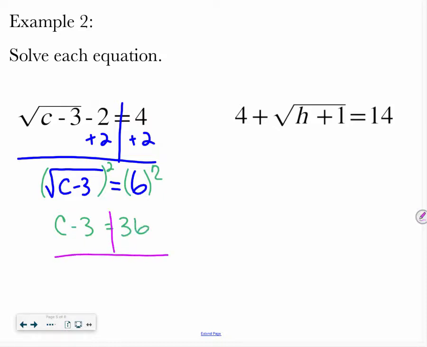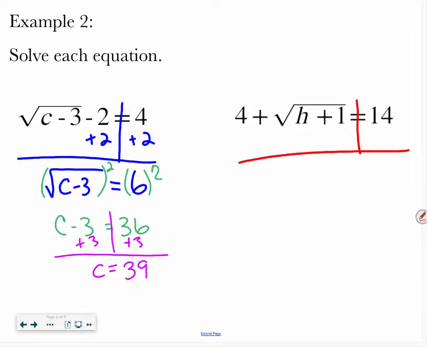Then I take that c minus 3, I add 3 to both sides, and c is now by itself, and I have c equals 39. Okay? Let's try another one, because practice always helps.